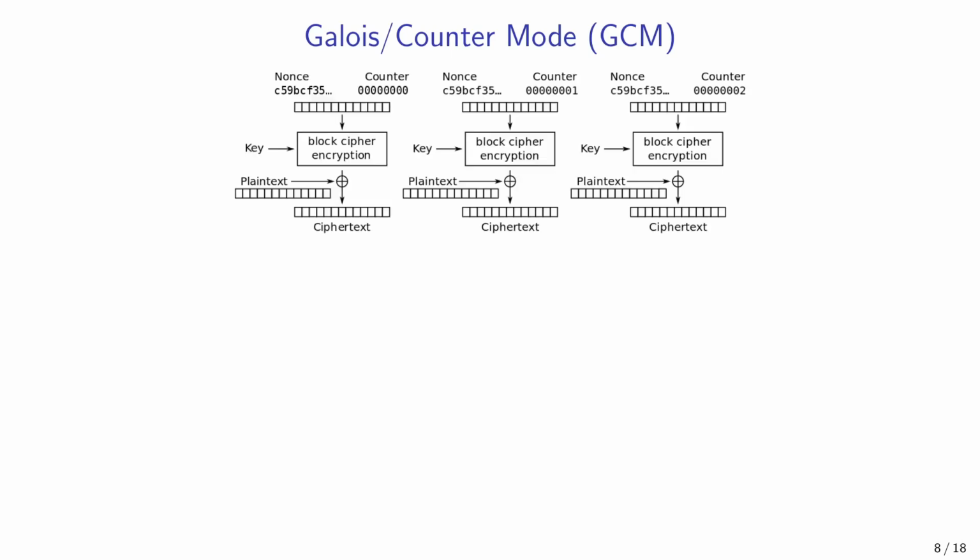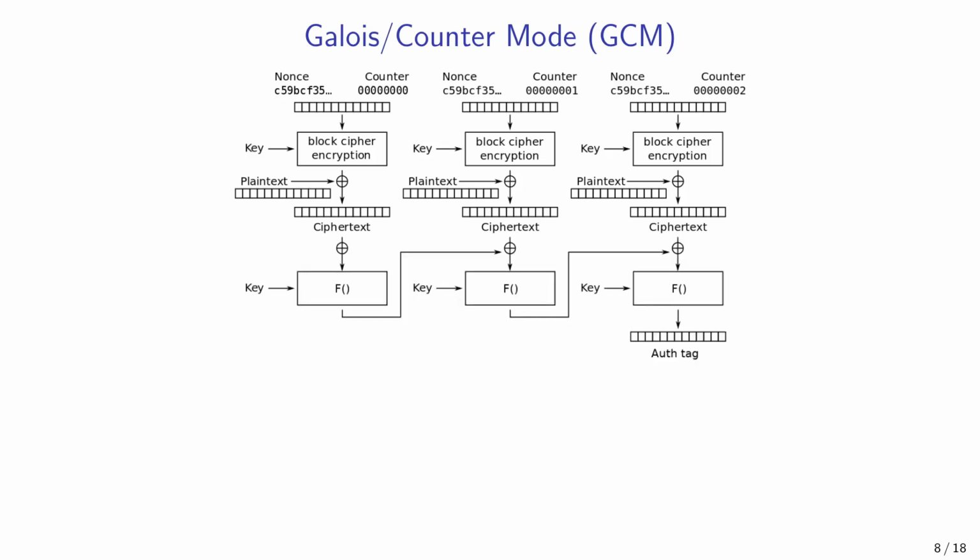Another mode of operation which has recently gained popularity is GCM or Galois counter mode. It is the so-called authenticated encryption mode. Here is how it works. It is essentially the same counter mode as you saw on the previous slide, but in addition it also calculates a message authentication code for all ciphertext blocks. So as a result of encryption, we get the ciphertext plus an authentication tag.